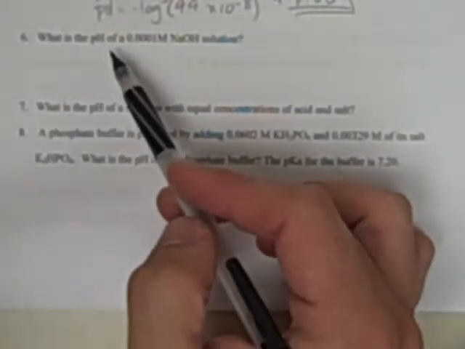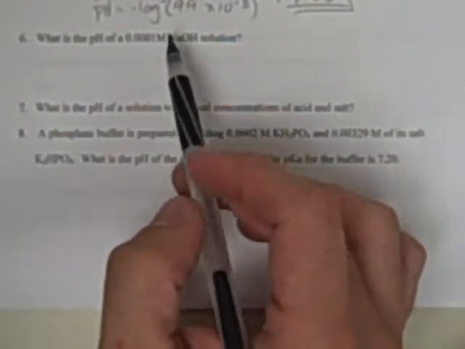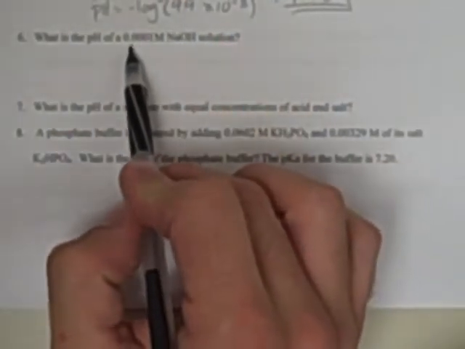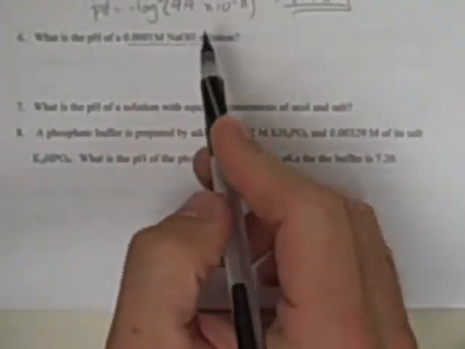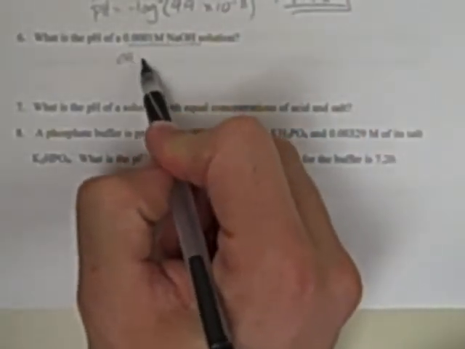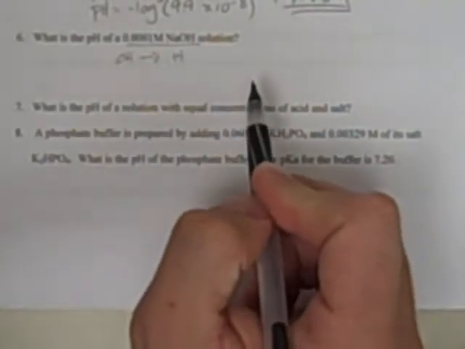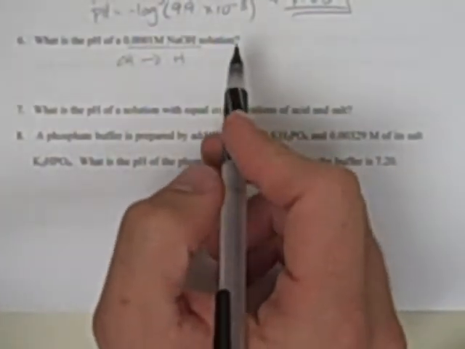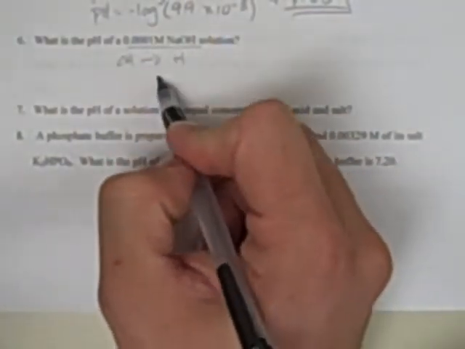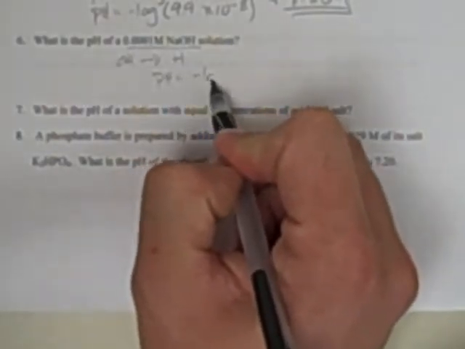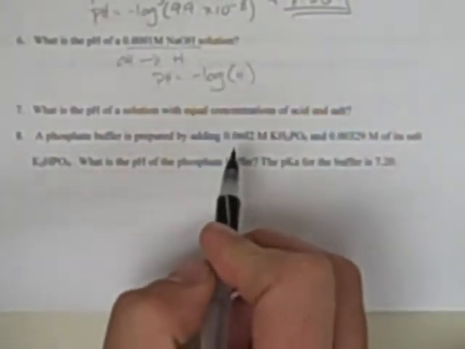So question number 6 that we were working on, pH of this guy, 0.0001 molar NaOH. Just like we've done before, you'd go from OH to the H, like we did in the problems in the first little video. And then from there you can just use pH equals negative log of the H.